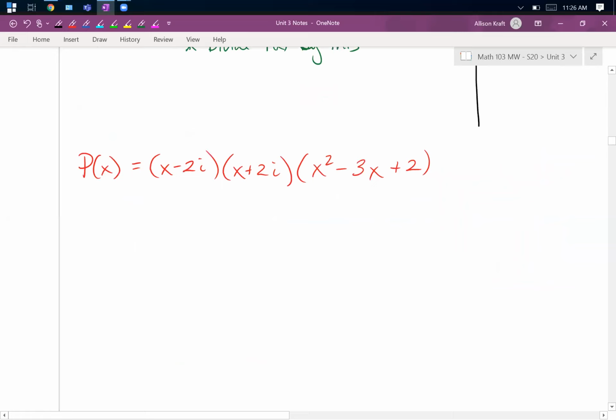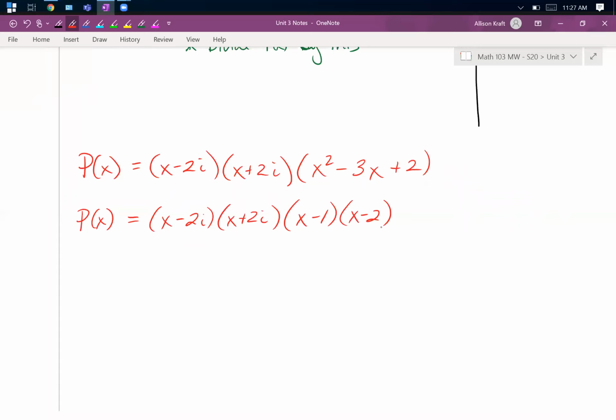Our objective is to find all the zeros, so I would see if I could factor this further. Can we factor that x squared minus 3x plus 2? Yeah, it factors nicely. Minus 1, minus 2. You got it. x minus 1, x minus 2. Had it not factored, you would have just used the quadratic formula to find the solutions, aka the zeros. But now that everything's totally factored, a bunch of linear factors, we can identify the zeros by simply setting each factor equal to 0 and solving.